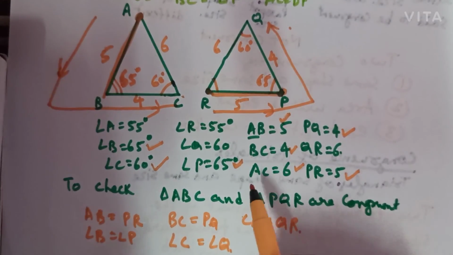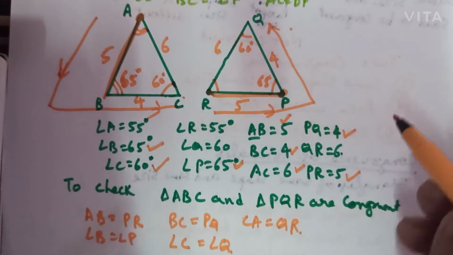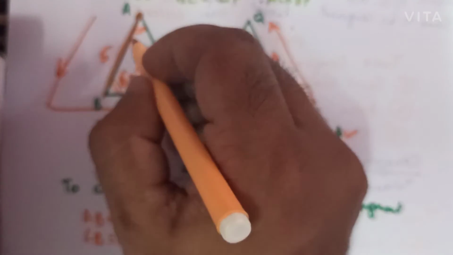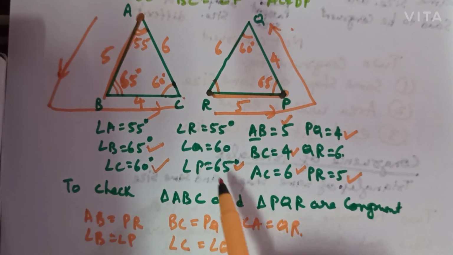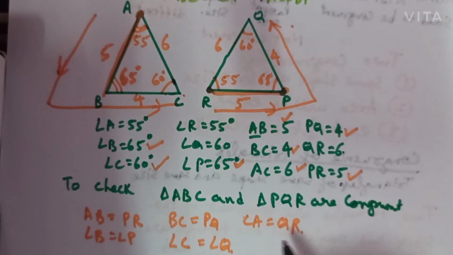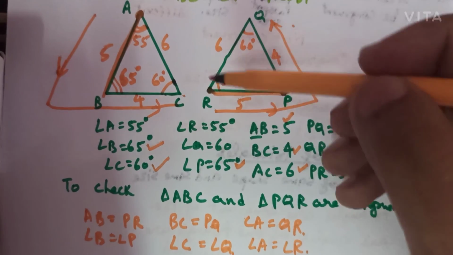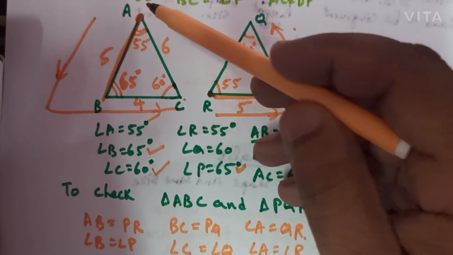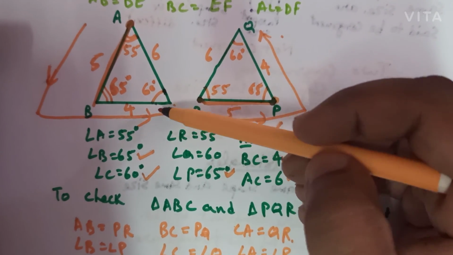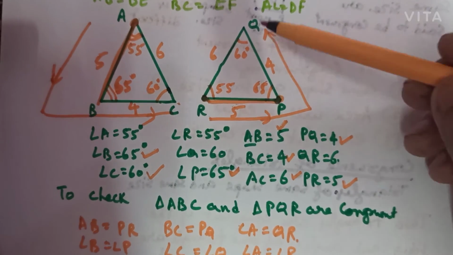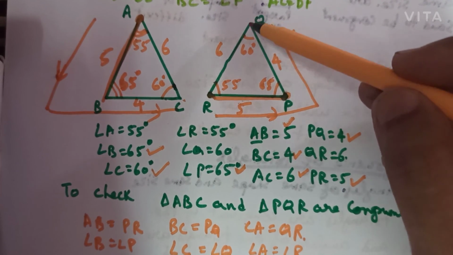Okay. Now what is left? The last angle is left, that is angle A here. So what is angle A? Angle A is 55. And the next one is angle R. Angle R is also 55. So we say that angle A is equal to angle R. We started the journey from vertex A, taking one angle, then one side, then angle, side, like this. Here also we are moving from vertex R, angle, side, like this.